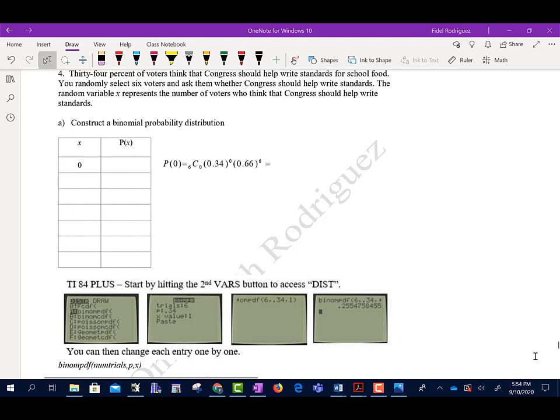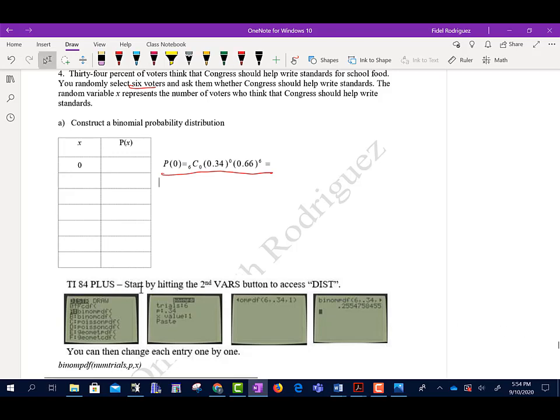All right, so this next problem here, guys, says 34% of voters think that Congress should help write standards for school food. We're going to randomly select 6 voters and ask them whether Congress should help write standards. The random variable x represents the number of voters who think Congress should help to write the standards. We're going to create a probability distribution, okay? So I want you to notice here, they're giving me the formula, right? And guys, we used the formula for the other 2 problems, but I'm going to show you there's an easier way to do this using your calculator, okay?